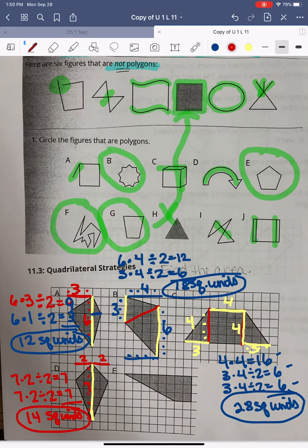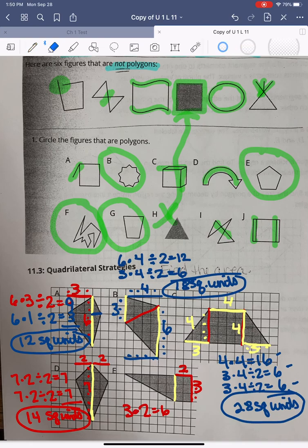For the last one, think about how you would divide it. I'm going to divide here. I'm going to start with that rectangle. So we'll count the length and width. So the length is 3, the width is 2. 3 times 2 is 6. We don't divide by 2 because it's a rectangle.